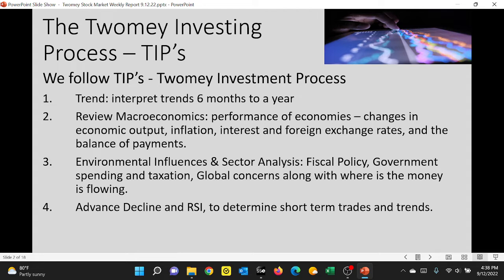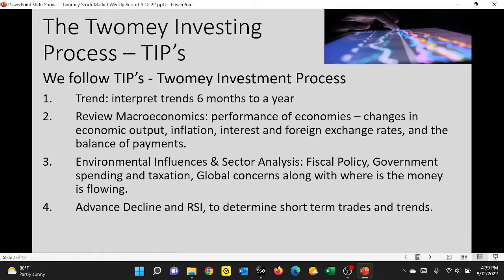And then what we also look at is we review the macroeconomics. What's that? These are more the fundamentals of the marketplace: the performance of economies, changes in economic output, inflation, interest, exchange rates, and foreign influence on those exchange rates, the balance of payments. These are the economics at a bigger picture. And then it moves into what I call the environmental influences. We look at fiscal policy, government spending, taxation, global concerns, along with money flowing, or the sector that's hot or not hot, or what's changed over the past several weeks.